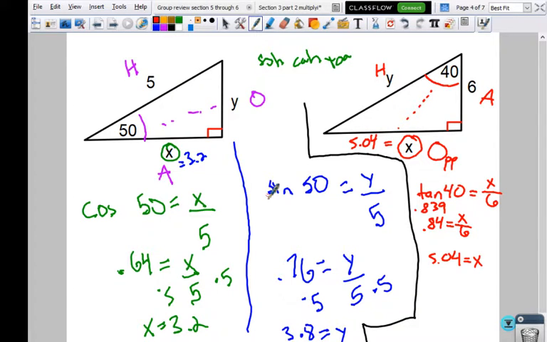All right, let's find our y together on this, just because it's a little different. If I'm going to find y, it is a hypotenuse. What other side do you want to use to go with that hypotenuse? Okay, so that's the adjacent, right? So what uses adjacent and hypotenuse? Yep. So we're going to set up a cosine. Cosine of 40 equals adjacent, which is 6, over hypotenuse, which is y.